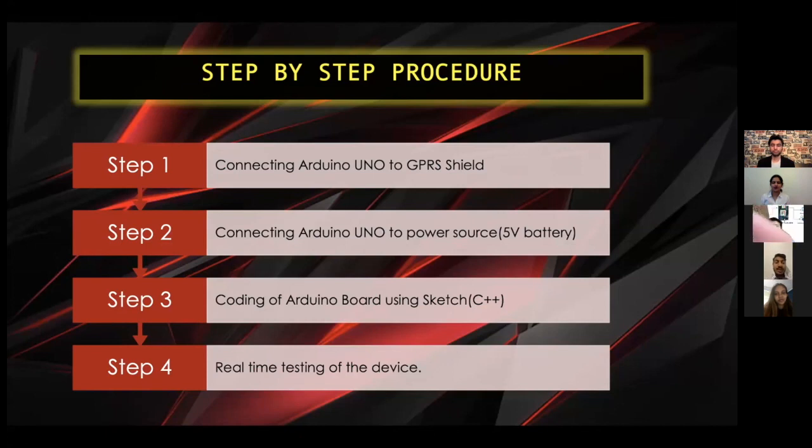On the first step, the Arduino Uno board is connected to the GPRS shield. On the second step, the Arduino Uno is connected to the 5-volt battery source. On the third step, the Arduino Uno board is connected to the computer and coding is done using the Arduino-based software development platform, that is Sketch. And on the fourth step, testing is done to check whether the device is working or not.